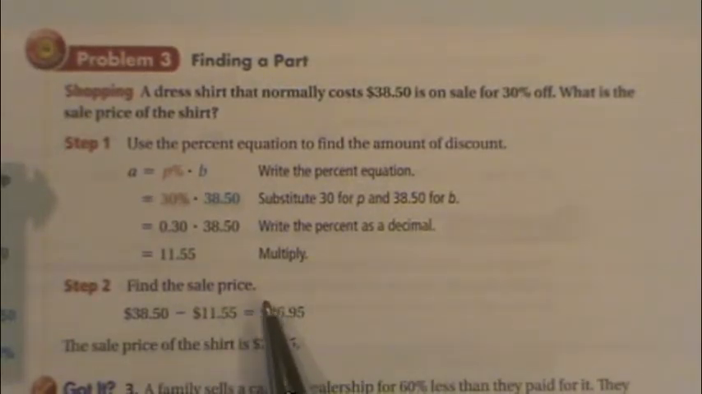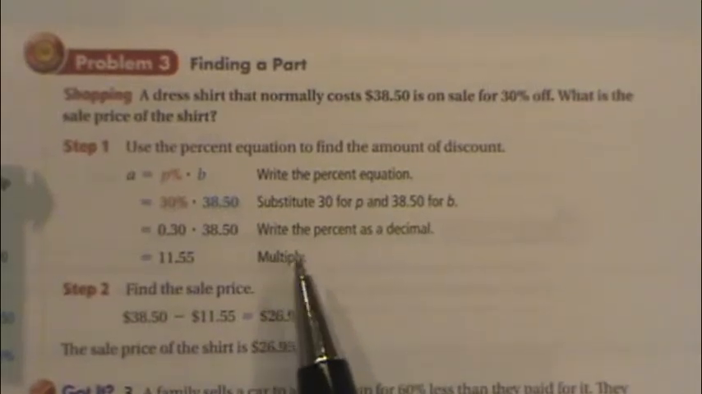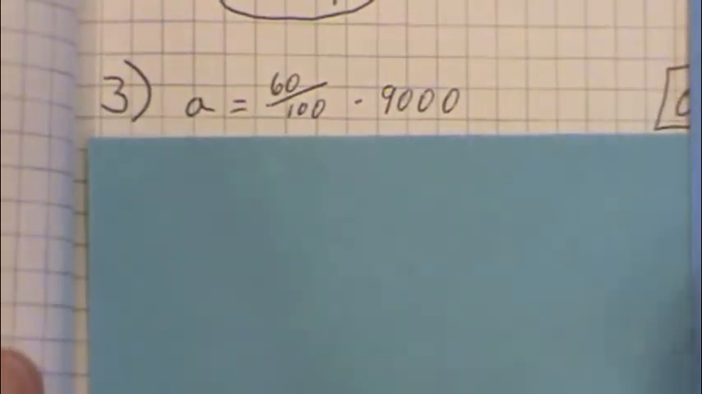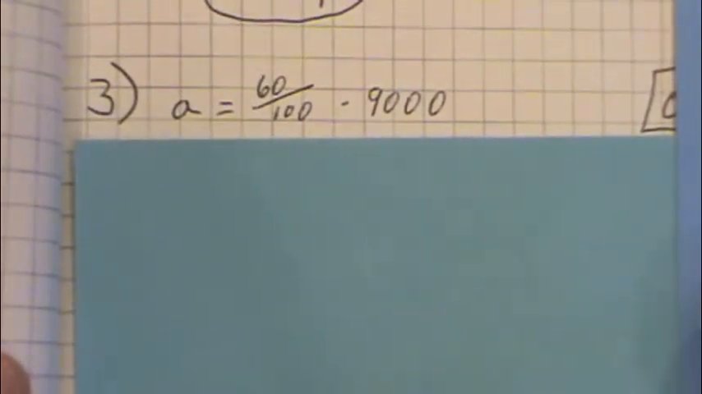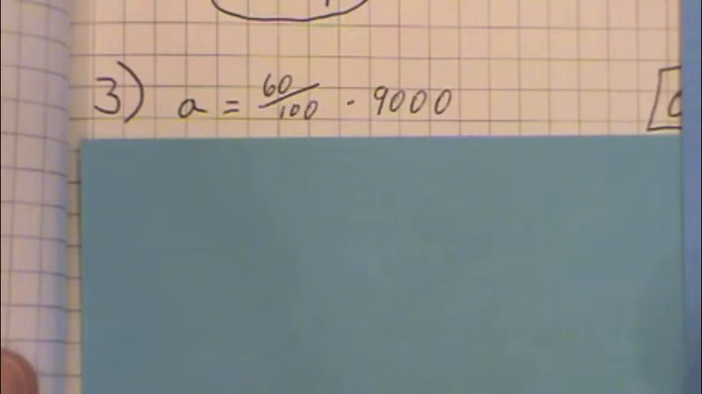So we're going to talk about a couple ways to do this sort of problem with Got It number 3. Some of you are not going to be very happy with me. Go back to your notebooks. Problem 3 says a family sells a car to a dealership for 60% less than they paid for it. They paid $9,000 for the car. For what price did they sell the car?